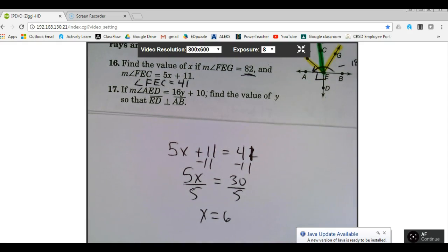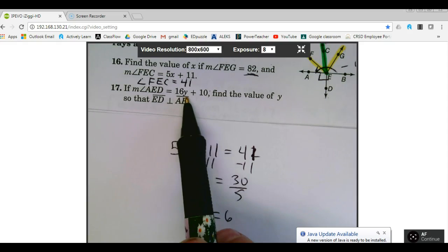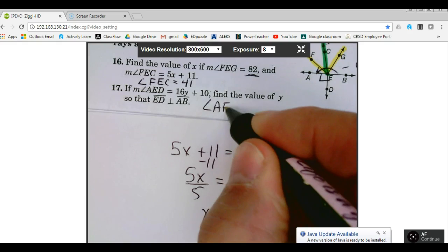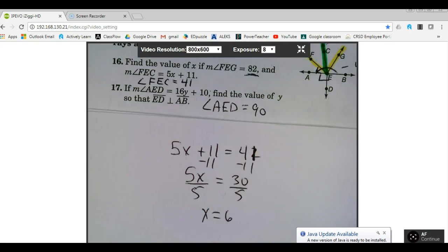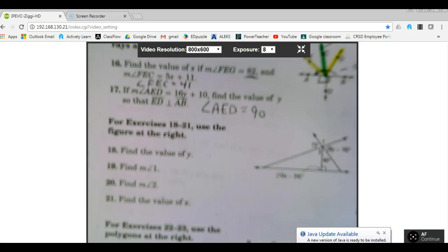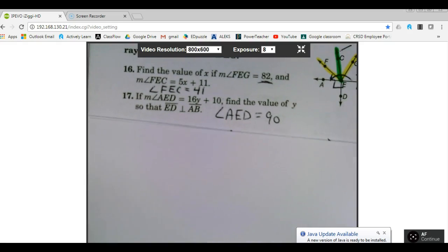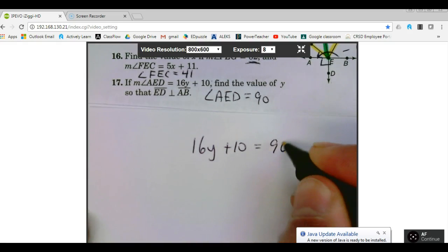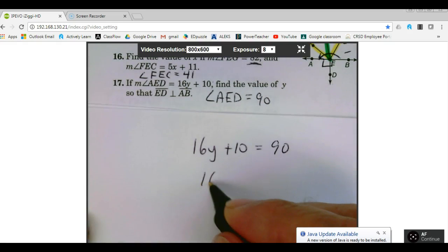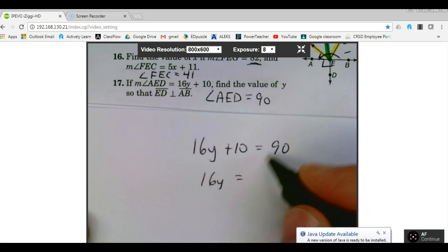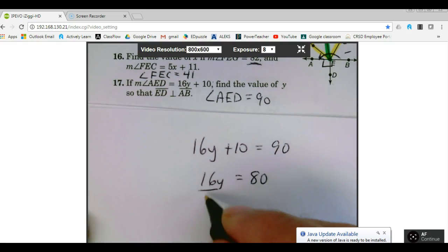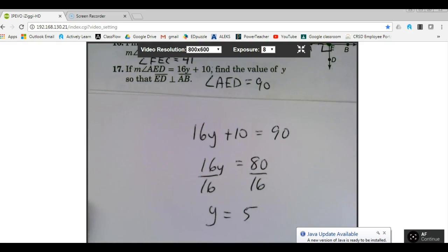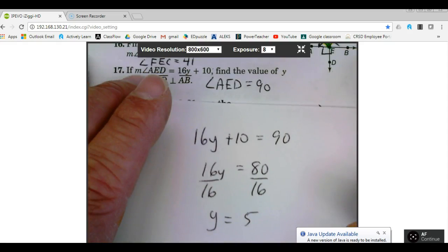So then we would know the measure of angle AED is 16y plus 10. We also know the measure of angle AED is equal to 90. So then we just do what we did with the last one, and we would make them equal to each other. So 16y plus 10 equals 90. And then 16y equals 80. Then we divide by 16, and we see y equals 5. So then we know y equals 5, just based on these two things.